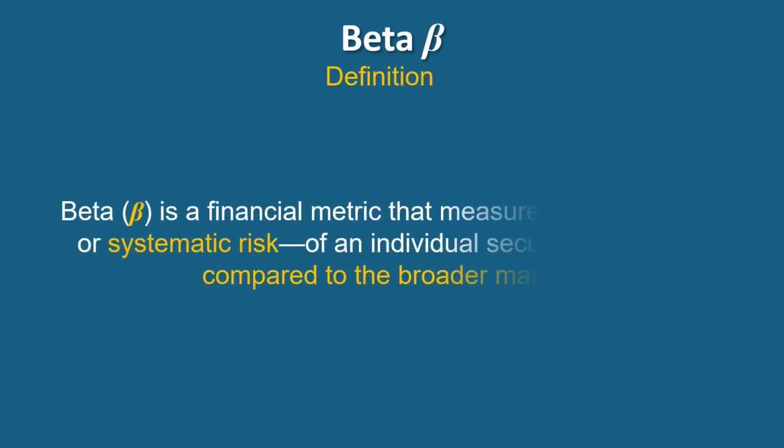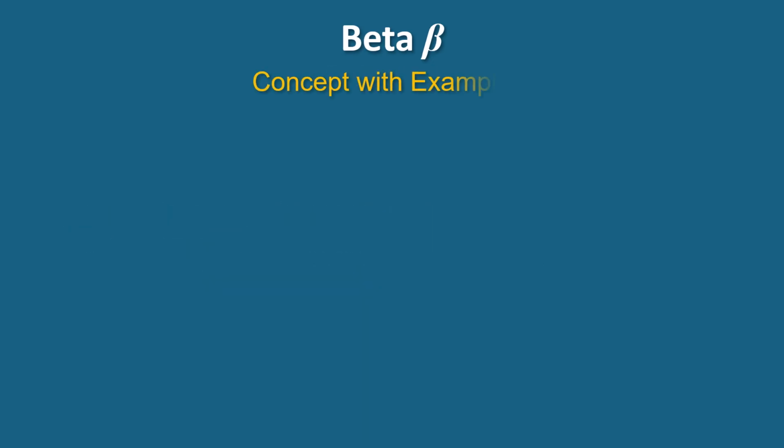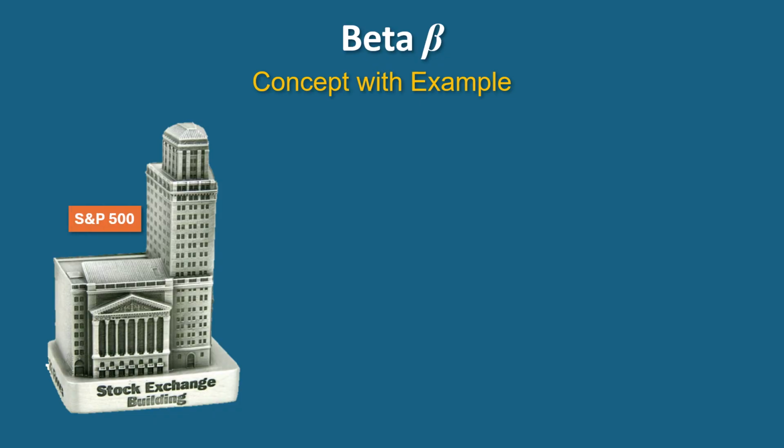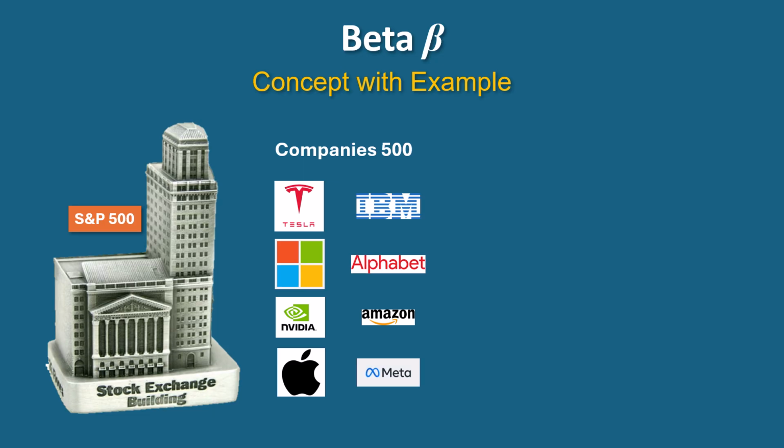So, let's get started. Beta is a financial metric that measures the volatility or systematic risk of an individual security or portfolio compared to the broader market. Let's understand its concept with an example. We have a stock market like the S&P 500. About 500 companies are listed like Tesla, IBM, Microsoft, Alphabet, Nvidia, Amazon, Apple, Meta, and many others.